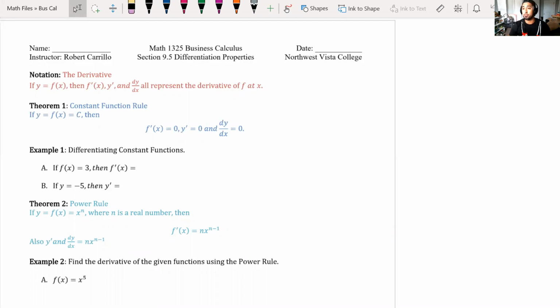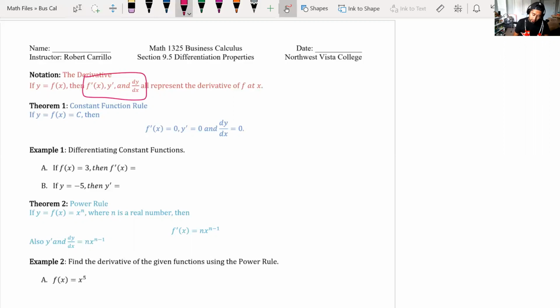So the shortcut to the derivative. The derivative, which we know as f prime of x, y prime, or dy over dx, all represent the derivative of f at x. So these three notations all represent the derivative. The first one is f prime of x, the second one is y prime, and the third one, dy over dx, is called Leibniz notation. But if you see it, just know that it means a derivative. It says, what is the derivative of y with respect to x? That's how you say it.